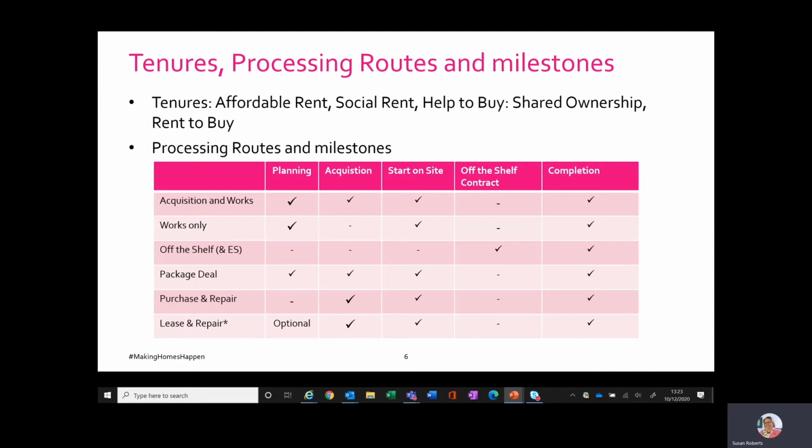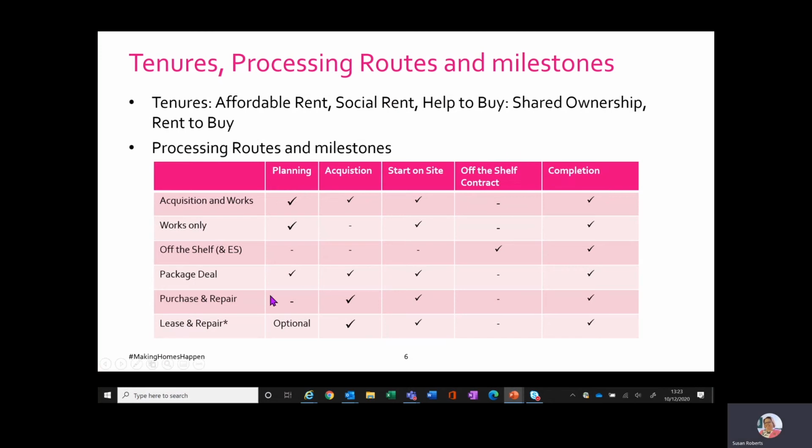IMS has a number of processing routes for each offer line that you input, and you choose the appropriate one for you. The table that's on screen shows you those processing routes and shows you the milestones across the top of the screen that could appear in IMS, and identifies for each one which are relevant in each of those situations.